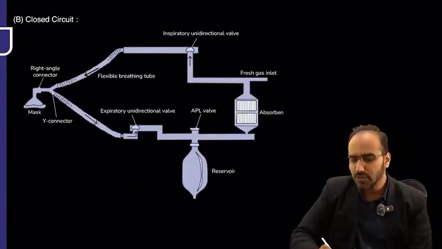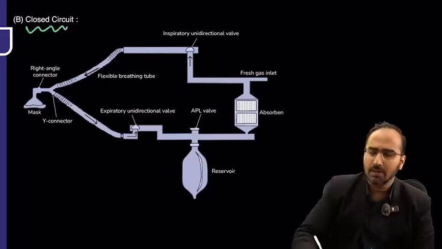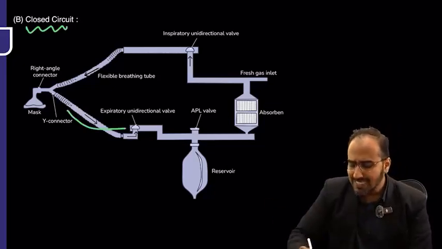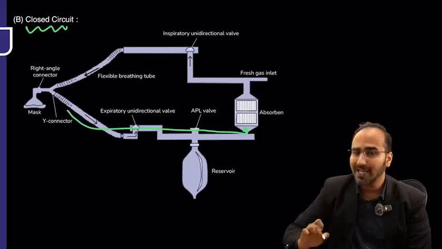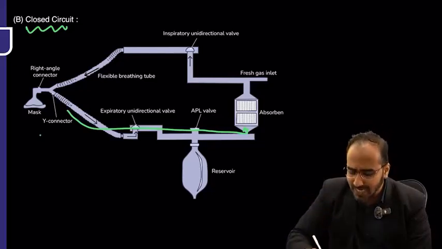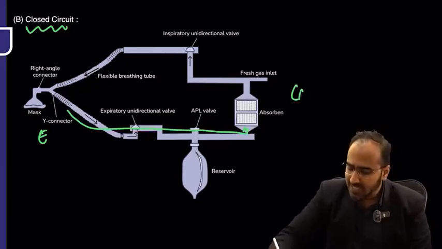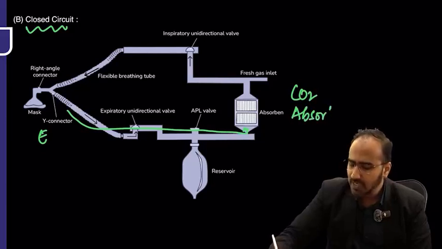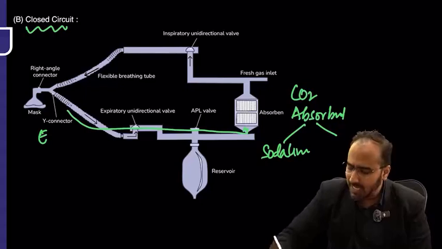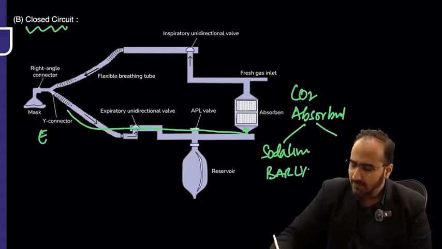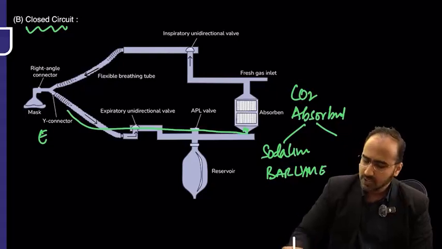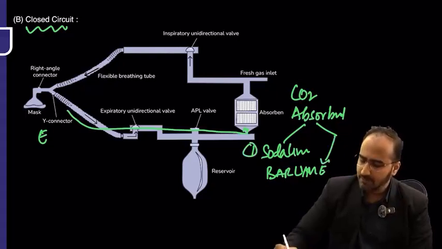Coming to the last circuit, which is called the closed circuit. In the closed circuit, remember there is no expiratory valve. All the gases are going and being absorbed. Not all gases, only one gas gets absorbed. All the exhaled gases through the expiratory limb go into this chamber, which is called the carbon dioxide absorbing chamber. In this chamber, there are two materials. One is either soda lime, the other is baralyme. Other is what, guys? Baralyme. Right? So, soda lime or baralyme.